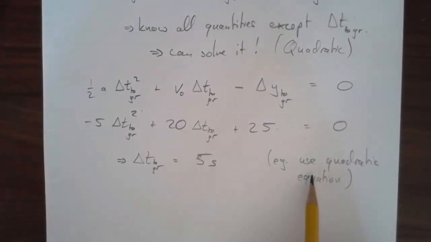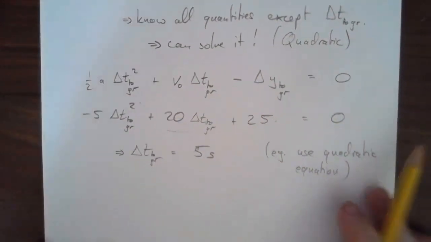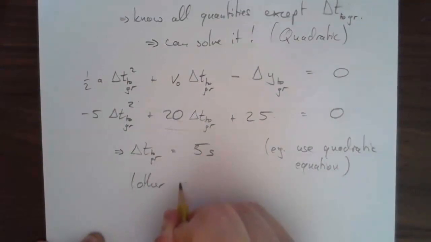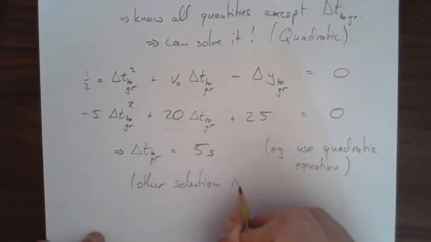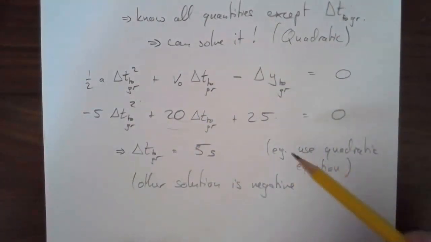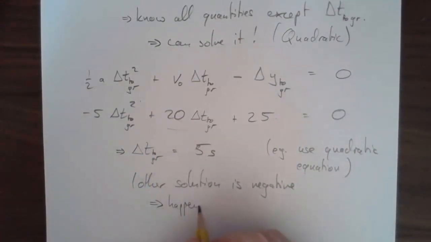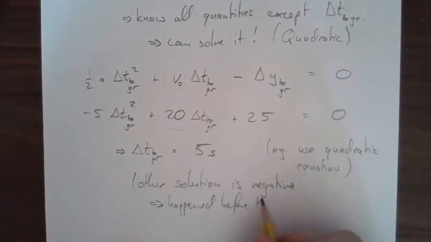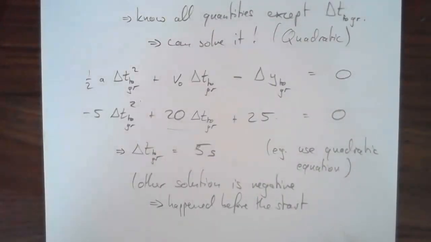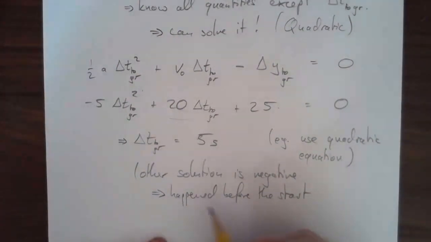Now, if you solve the quadratic equation, you will get two answers, right? It's a quadratic, so it gives you two possible solutions. But the other solution is negative. You should check that. Use the quadratic equation. There's a negative value that comes out, and it makes this equation also true. Negative would imply that it happened before the start. The start was time equals 0. That doesn't make sense, because before the start, the rock was not in free fall.